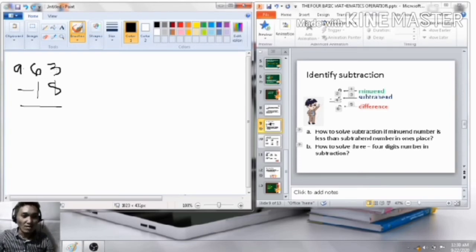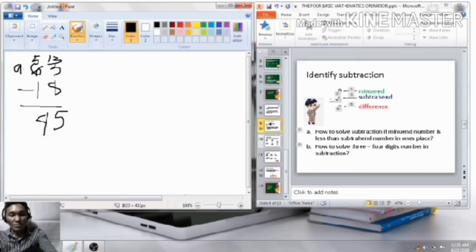Since 3 is less than 8, or the minuend is less than subtrahend, what we are going to do is to borrow from the tens place. So 6 becomes 5, then 3 becomes 13. So that is good. Now let us subtract. 13 minus 8 becomes 5, then 5 minus 1 becomes 4. So therefore 63 minus 18 is 45.